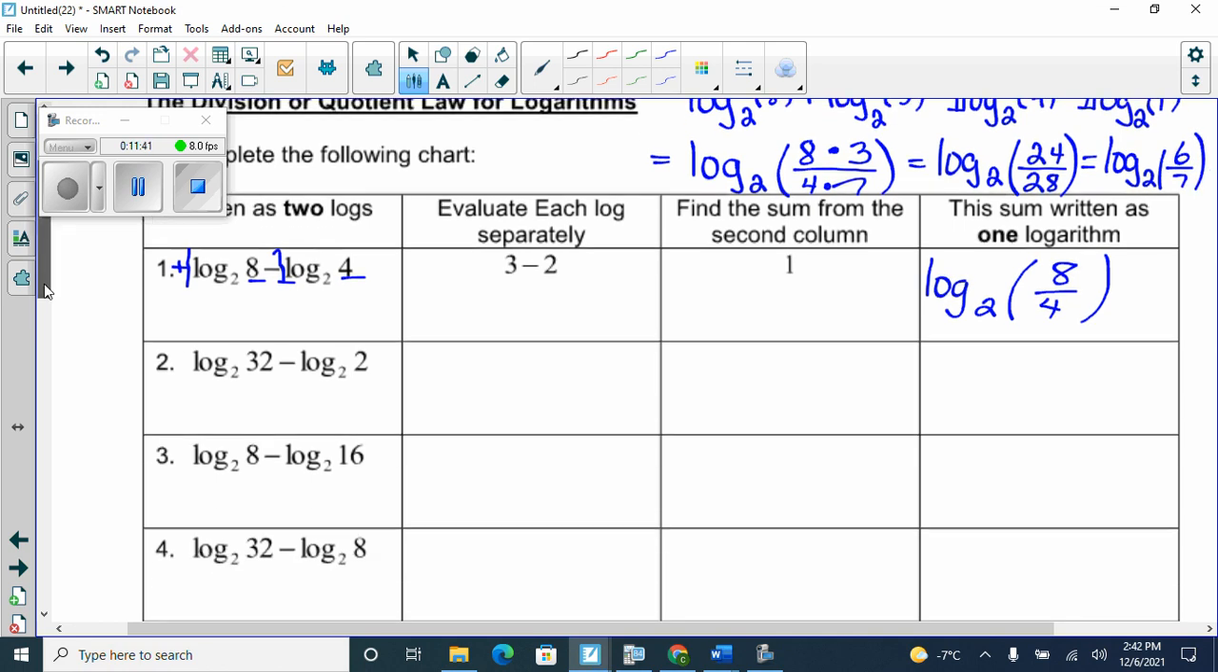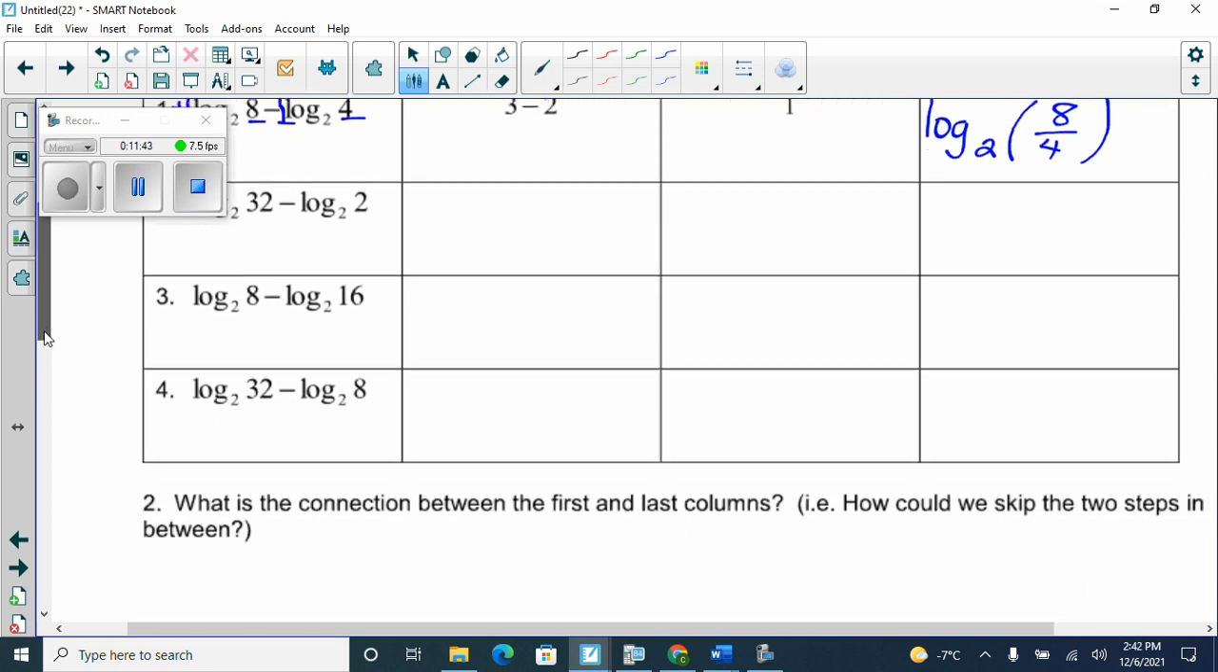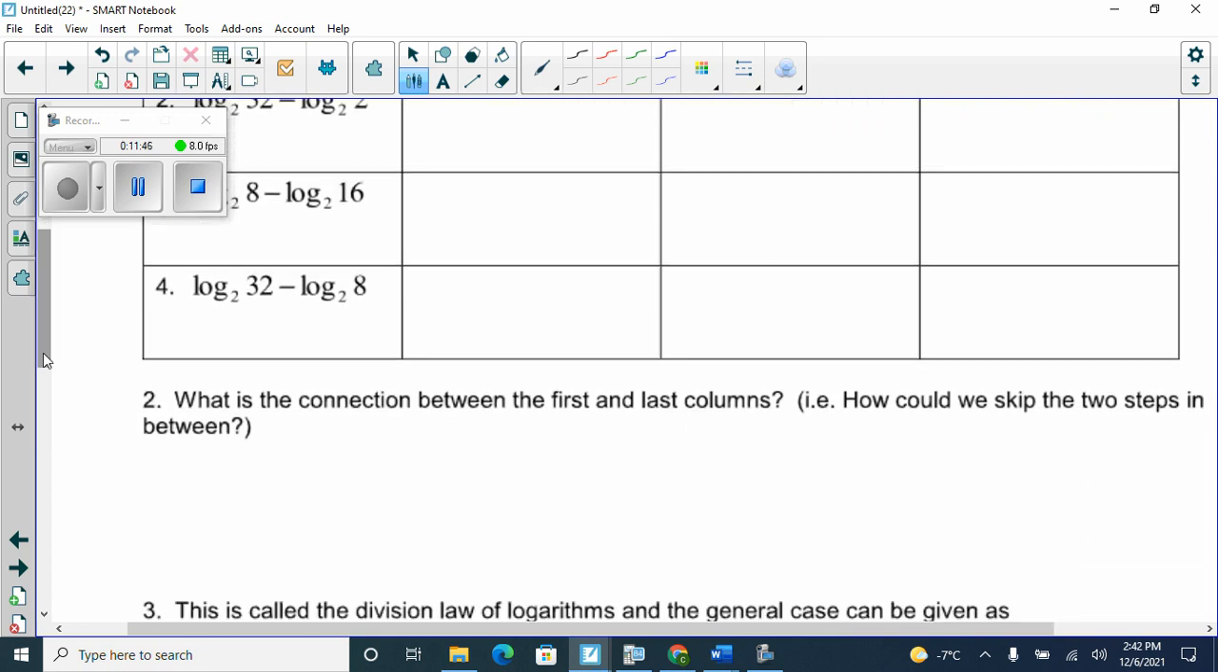Does that make sense? So the division rule that happens here is if you have log 2a minus log 2b, what's going to happen? Equals log 2 and a over b.